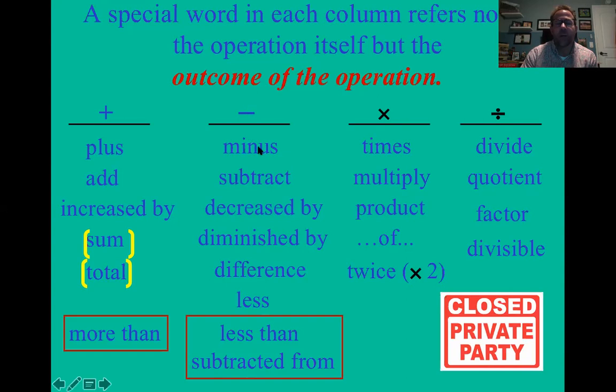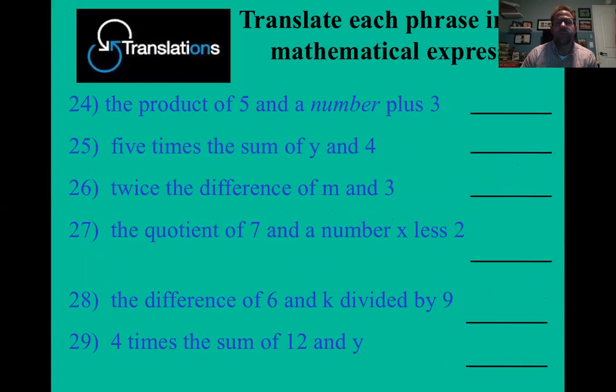Okay, in our minus column, which word is the VIP word? It's the word difference. In the multiply column, it's the word product. That's our VIP. And that's why I'm putting parentheses, right? VIP parentheses, private party parentheses. And then in the division, that would be the word quotient. That's our private party, right? So you've got to remember, it's a closed private party. All right, so now let's try some examples together.